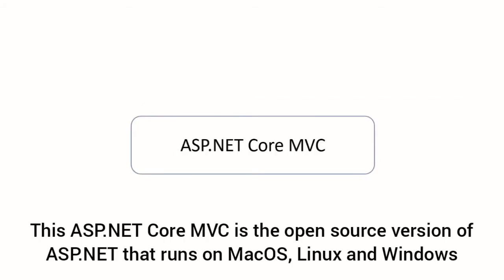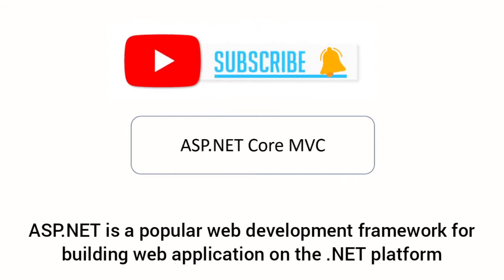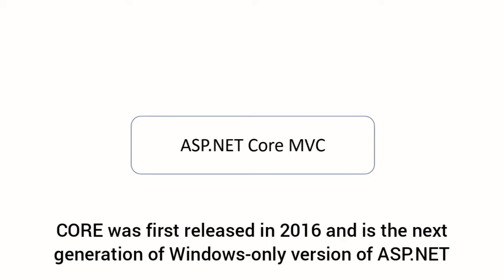ASP.NET Core MVC is the open source version of ASP.NET that runs on macOS, Linux, and Windows. ASP.NET is a popular web development framework for building web applications on the .NET platform. Core was first released in 2016 and is the next generation of the Windows-only version of ASP.NET.